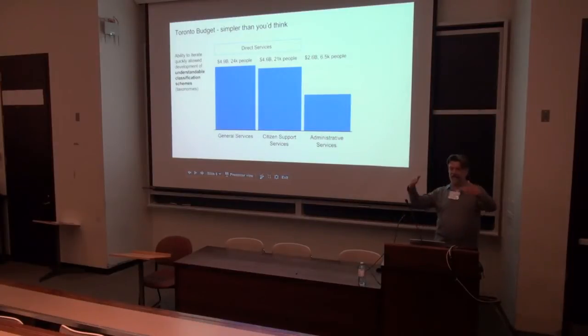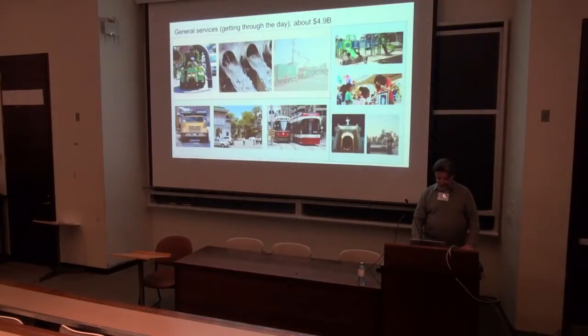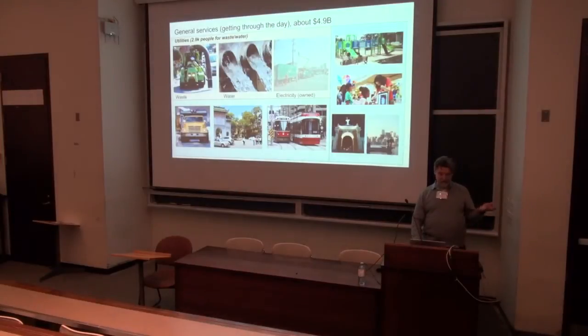Well, because we have this method of having a taxonomy stuck on top of the data from the city, we're able to switch it out and iterate and learn how to better present the Toronto budget. So what we've come up with for this iteration is dividing the budget into general services used by everybody, citizen support services, which is helping people, and internal services, which is helping people in City Hall. So just to give you a taste, this is what it looks like.